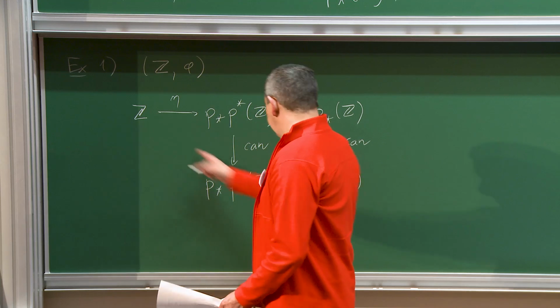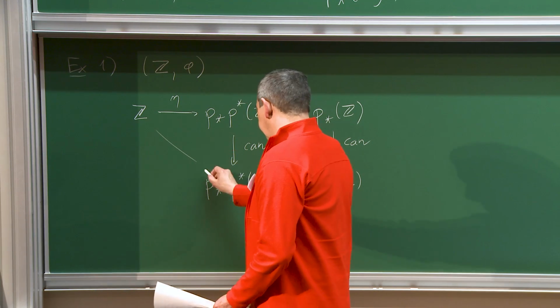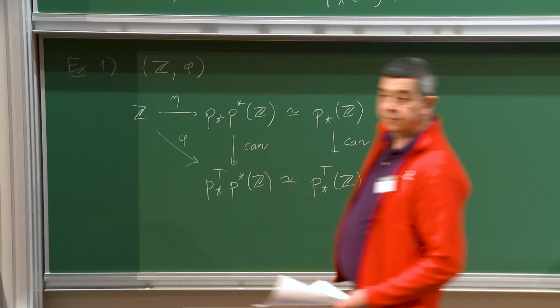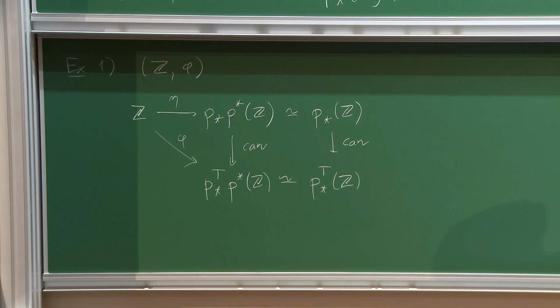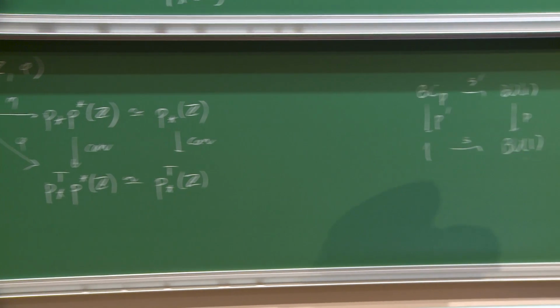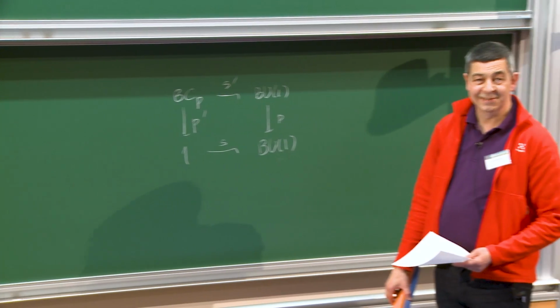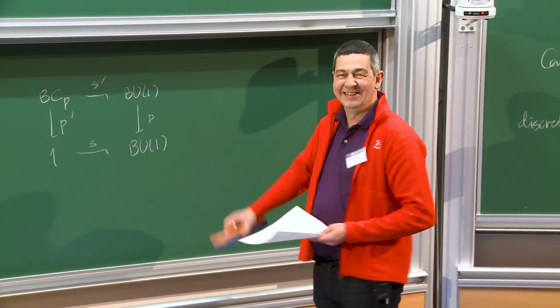Yeah, so this map here is the Frobenius. Does he mean the constant sheaf Z here? It cannot mean anything else. Right? Oh, yeah.